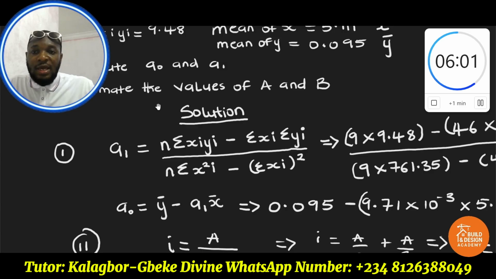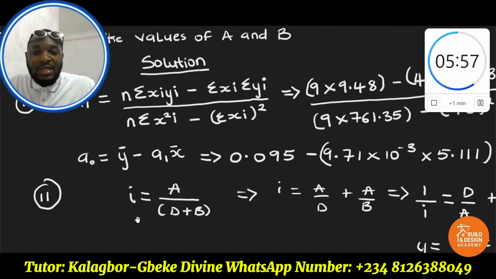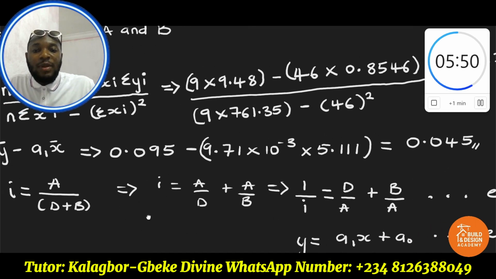Now the next part says estimate the values of A and B, but now they say we should use the regression line. This is the equation I equals A over (D plus B). Now we will separate them. We know that I is still the same thing as A over (D plus B), which is the same thing as A over D plus A over B.